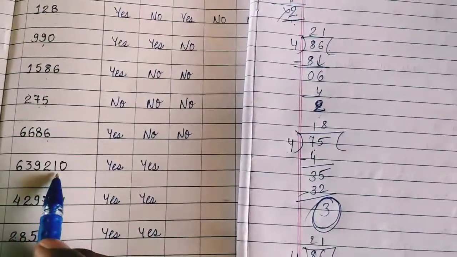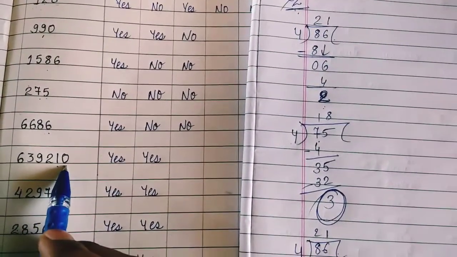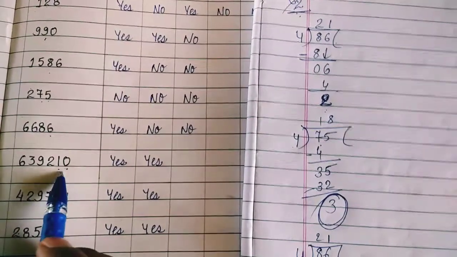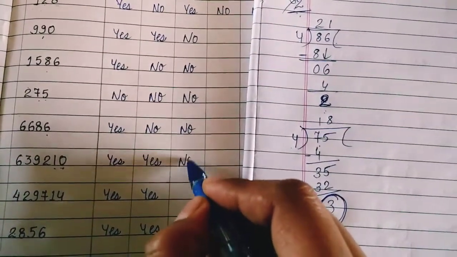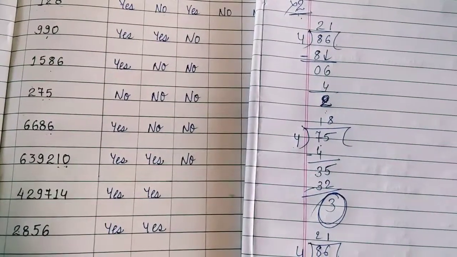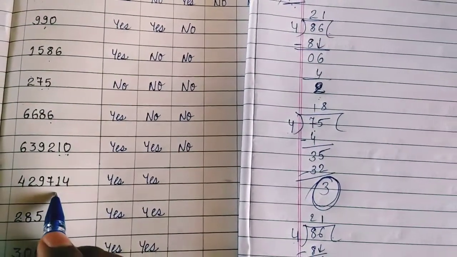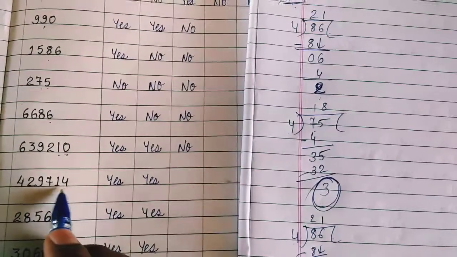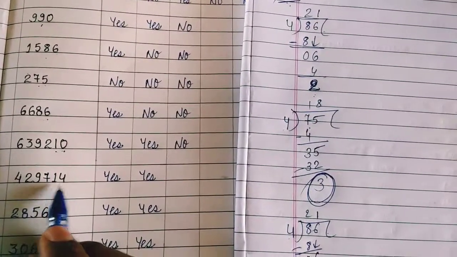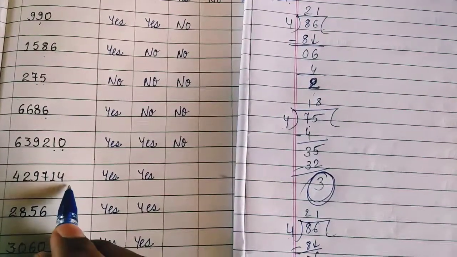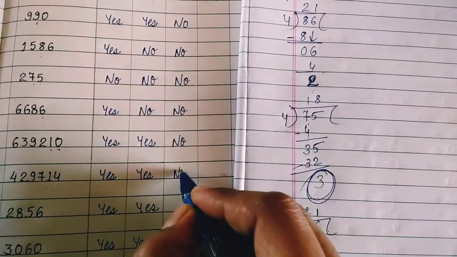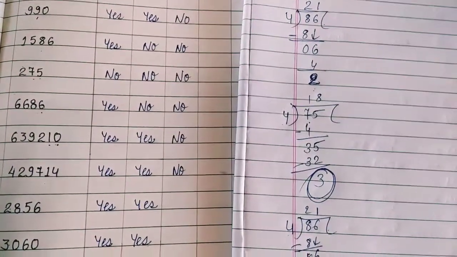Then here we have last 2 digits as 10. So 10 is not divisible by 4. It means the whole number is not divisible by 4. Here we have last 2 digits as 14. So 14 is not divisible by 4. It means that this number is not divisible by 4.